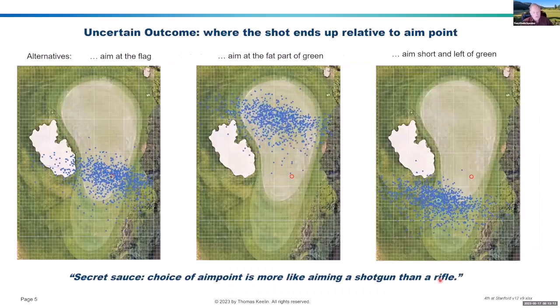The important thing to realize about choosing an aim point is that you're not just aiming one shot at one point. In fact, wherever you aim, there is a shot dispersion pattern associated with that aim point that a golfer does not have control of, except to the extent that they can improve their skill level. As Stanford's coach Conrad Ray said to me recently, the secret sauce is the choice of aim point is more like aiming a shotgun than a rifle.